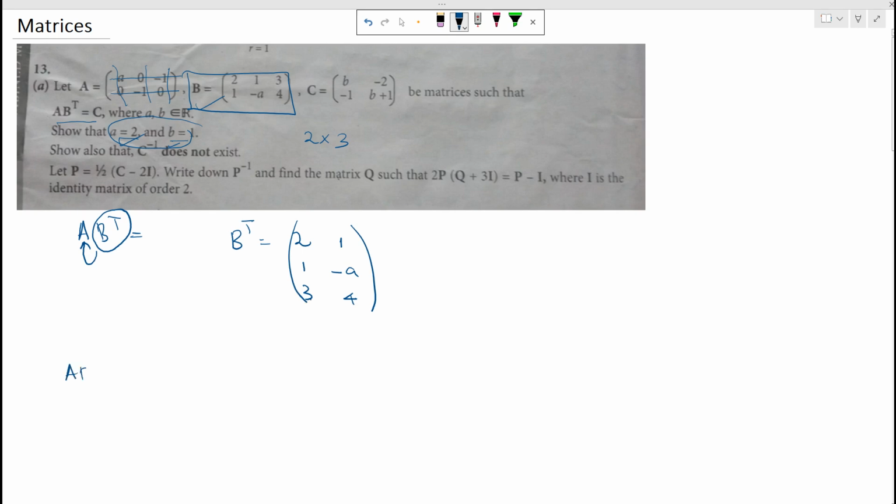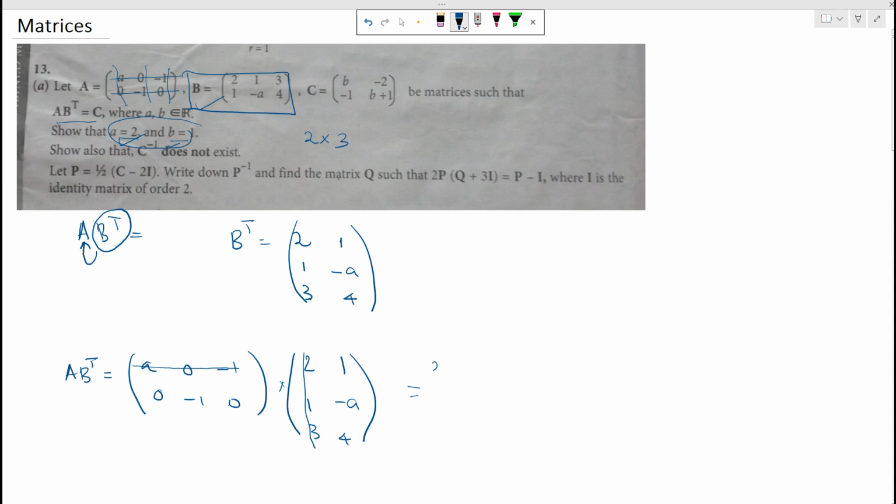So AB transpose is equal to, now A is equal to 0, minus 1, 0, minus 1, 0, then 2, 1, 1, minus A, 3, 4. Okay, now we have to multiply this. So we have studied how to multiply, right? You have to just take this row and this column.